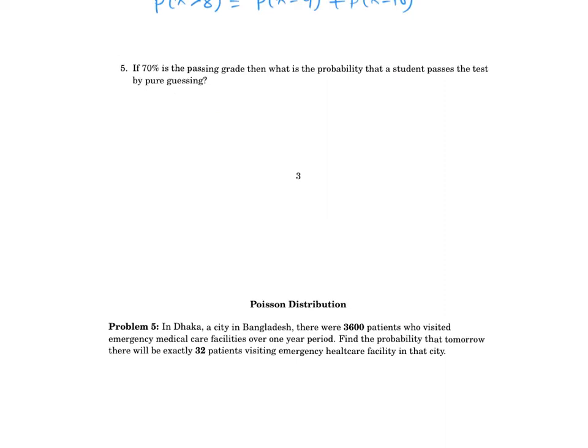Now, in this part, 70% is the passing rate. Then what is the probability that a student passes that test by pure guessing? So 70% passing means 70% of 10 questions, which is, by the way, just 7. Now you need to find the probability of passing. So that means you have to get the probability of x is equal to 7, meaning that you get 7 questions right. Now the catch here is this, folks.